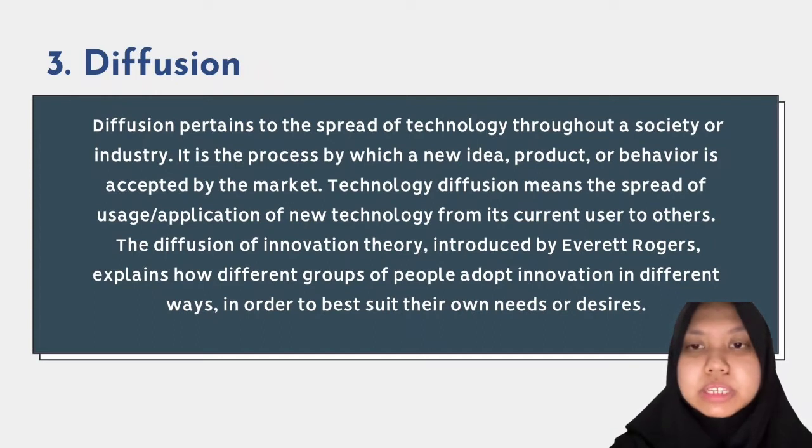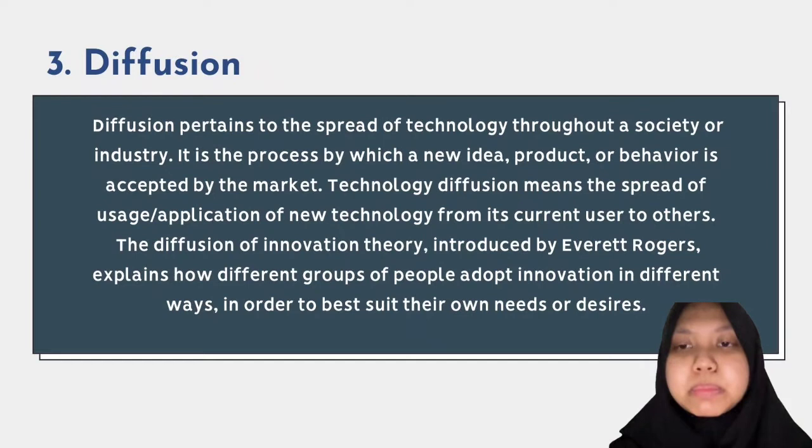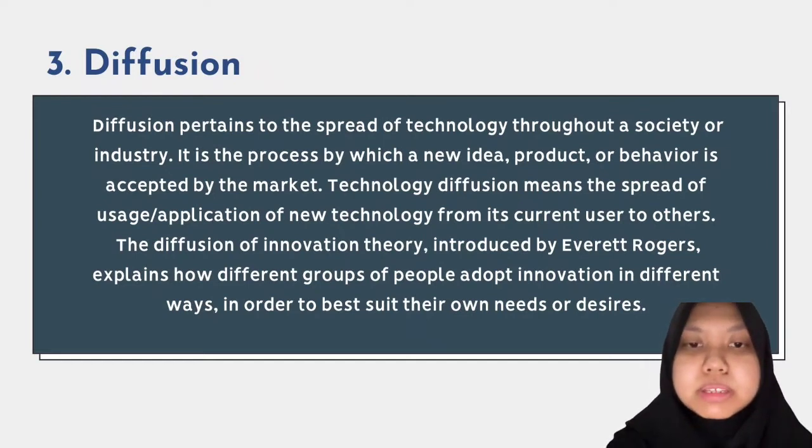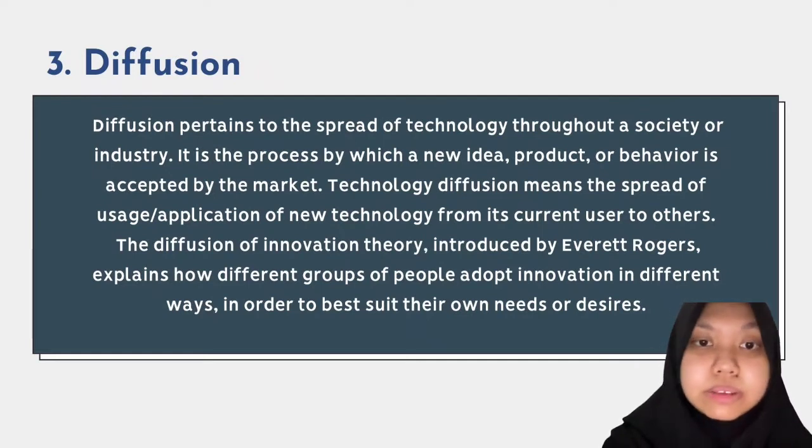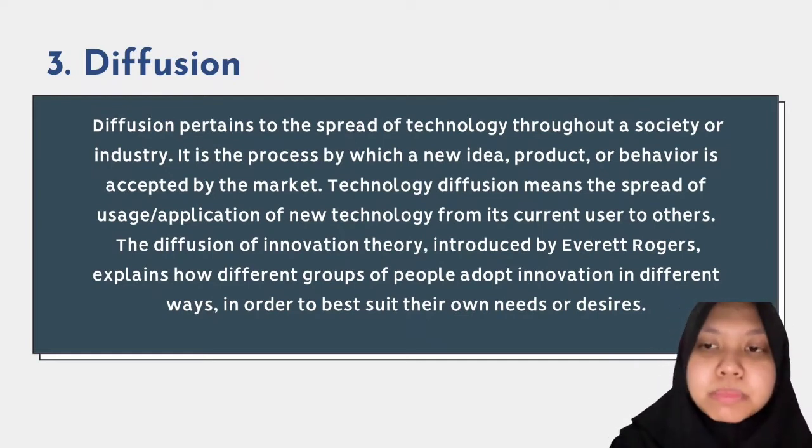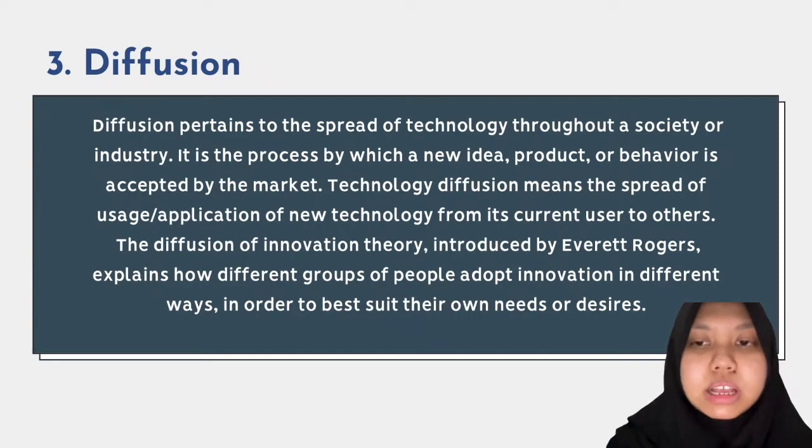So diffusion pertains to the spread of technology throughout a society or industry. It is the process by which the new idea, product, or behavior is accepted by the market. Technology diffusion means the spread of usage or application of new technology from its current user to others. The diffusion of innovation theory, introduced by Everett Rogers, explains how different groups of people adopt innovation in different ways in order to best suit their own needs or desires.